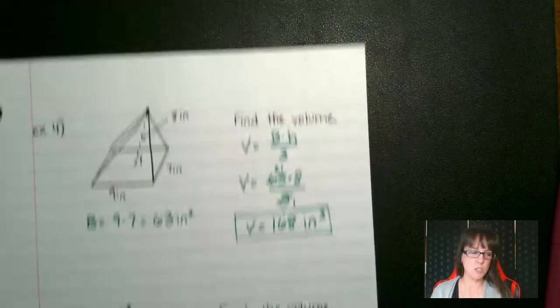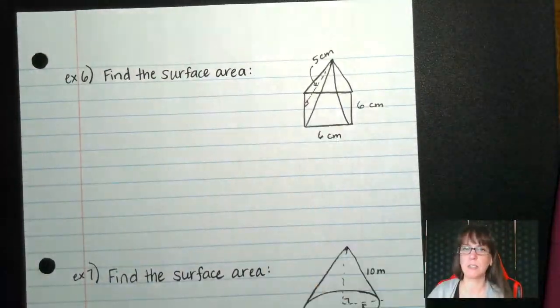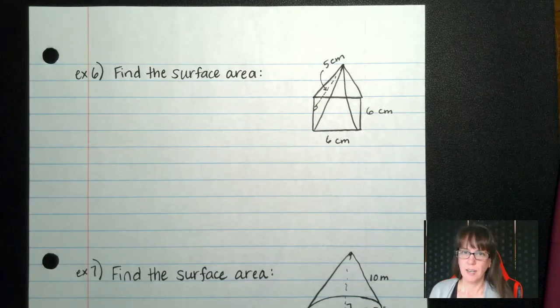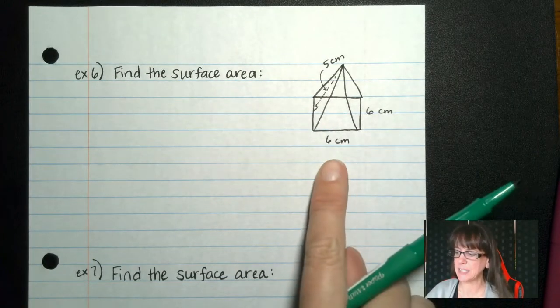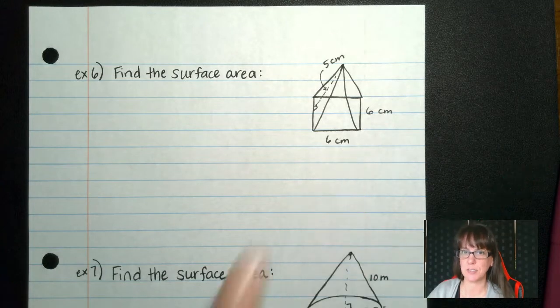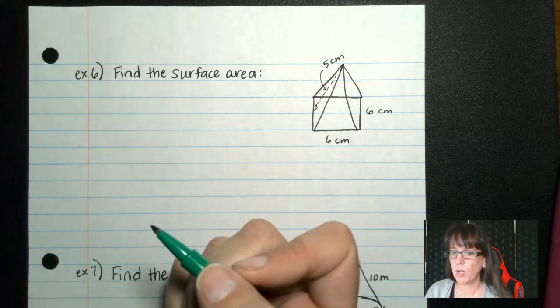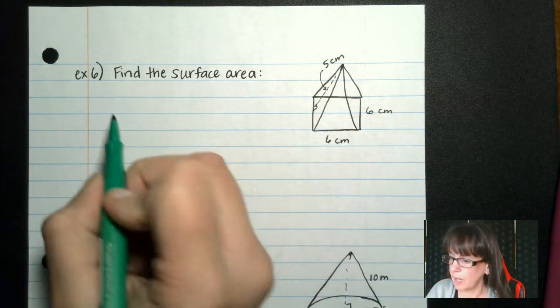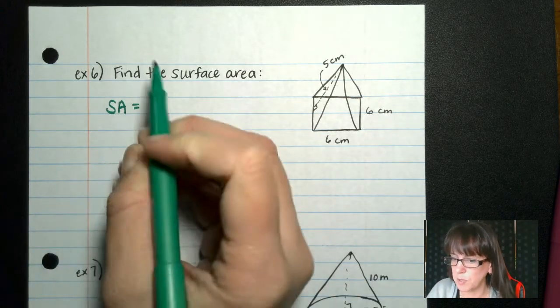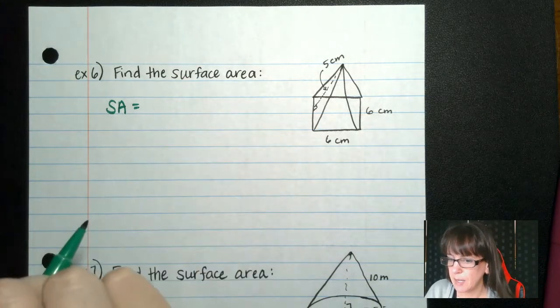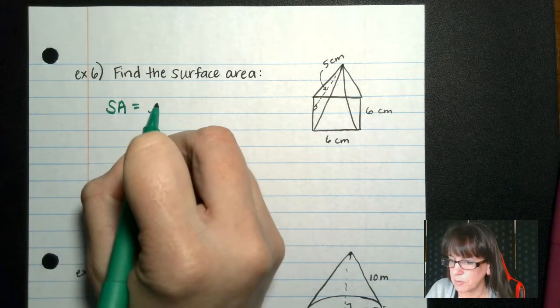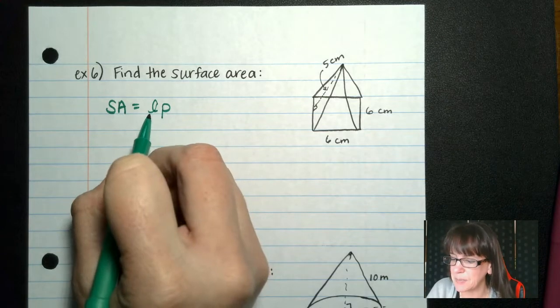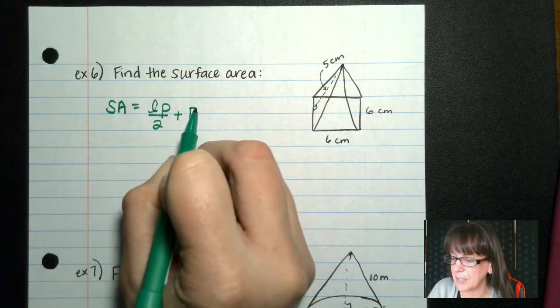All right, let's talk about that surface area now. For example 6, we're going to find the surface area of this, again, poorly drawn pyramid here. And it is a square pyramid this time because these sides are the same, right? So for our surface area for our pyramid, we've got surface area equals the lateral slant height times the perimeter divided by 2 plus the area of the base.